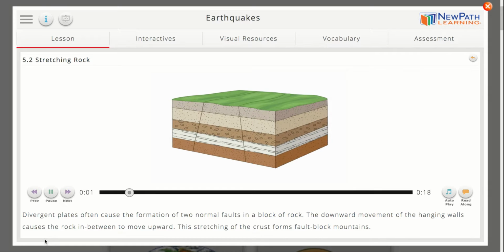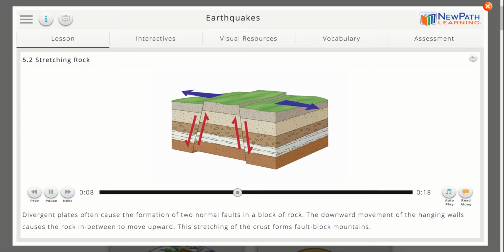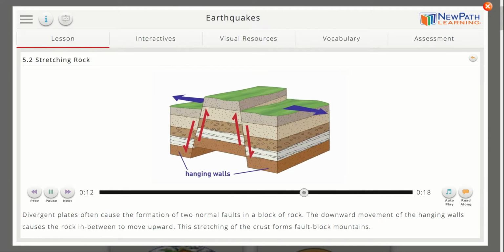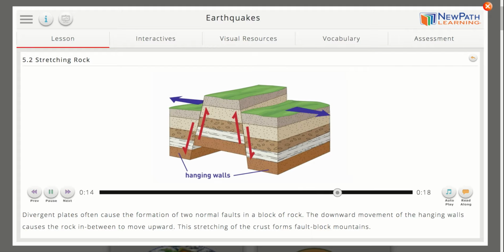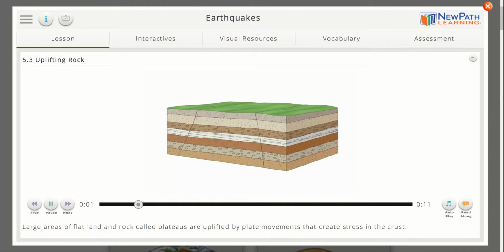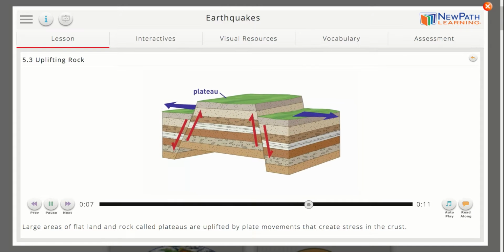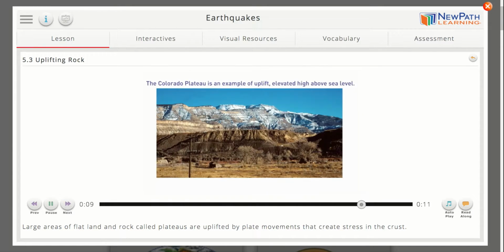Divergent plates often cause the formation of two normal faults in a block of rock. The downward movement of the hanging walls causes the rock in between to move upward. This stretching of the crust forms fault block mountains. Large areas of flat land and rock, called plateaus, are uplifted by plate movements that create stress in the crust.